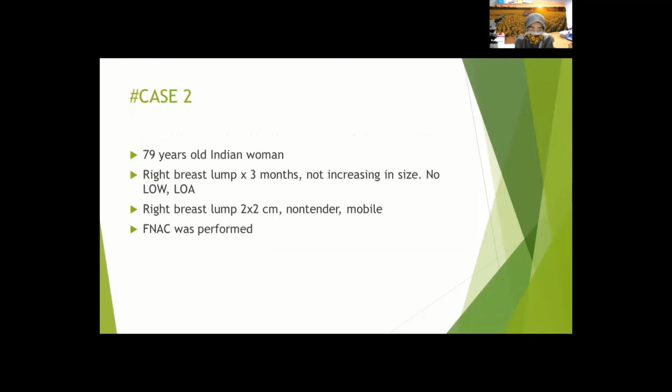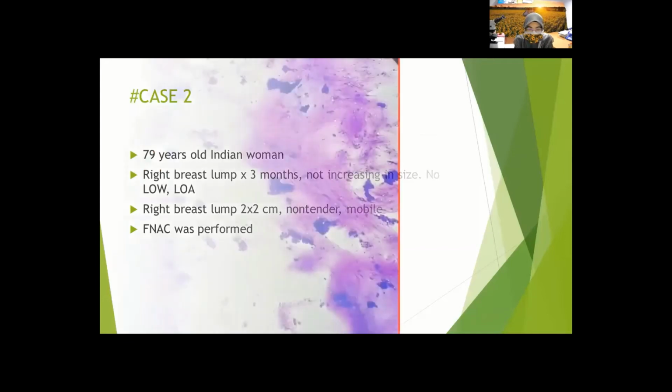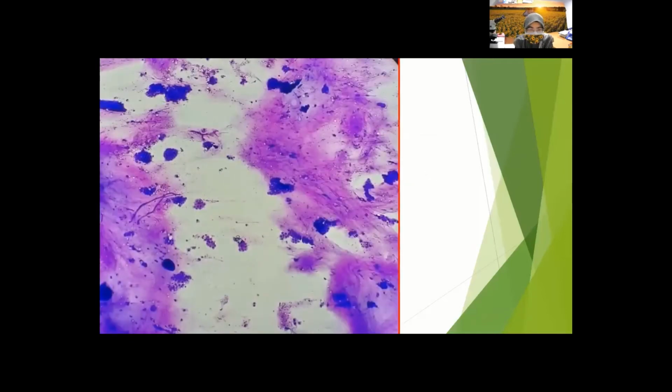This case is a 79-year-old Indian woman with a 3-month history of right breast lump. It's about 2 by 2 cm and they proceeded with FNAC. So we go to this case. What we can appreciate is that the most striking feature is the magenta-colored background material, which is so obvious. And the dark blue colored background is the cellular component.